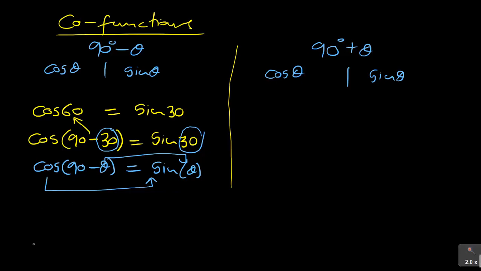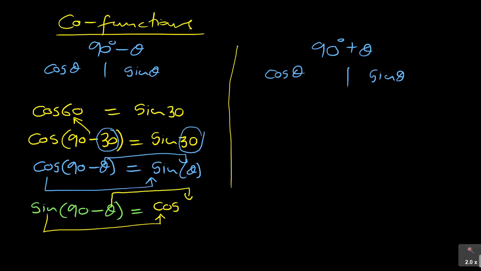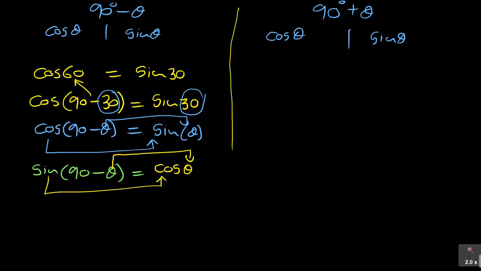That is the first part, which means what is sine 90 minus theta equal to? From sine, the cofunction, remember, is cos. Now this theta is the one that you're going to write there as cos theta. So sine 90 minus theta is equal to cos theta. From sine to cos, 90 minus is theta. Now let's use a few examples in that case.